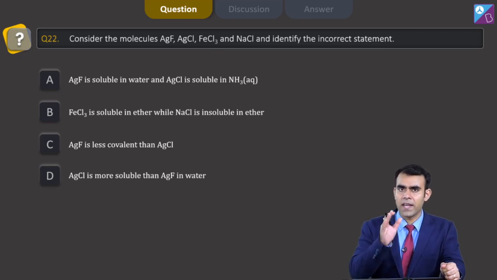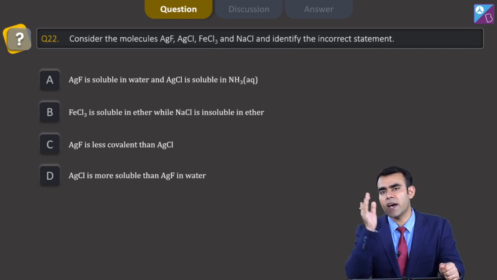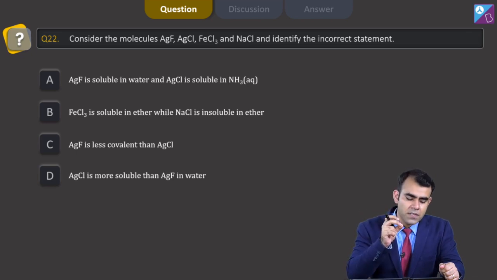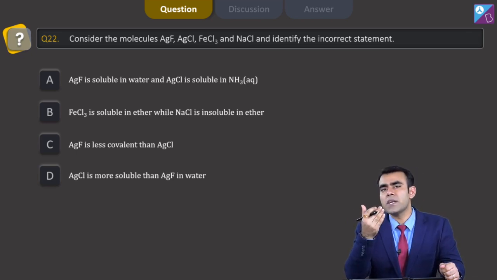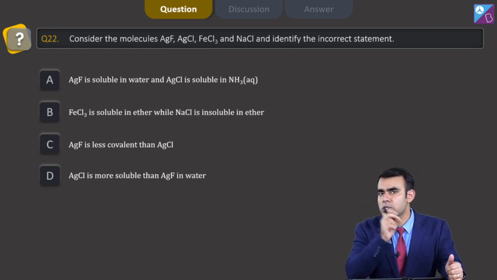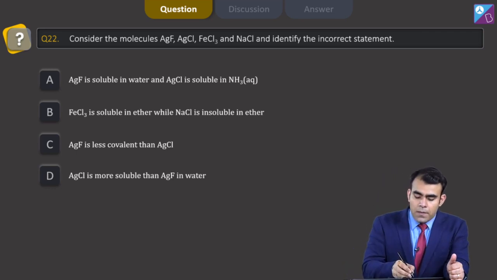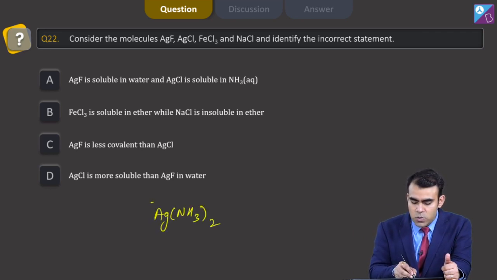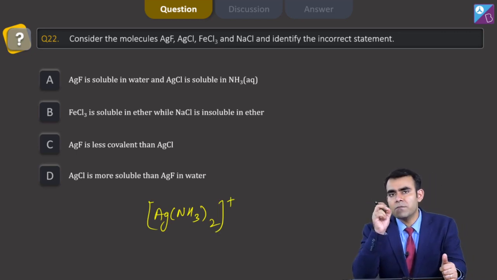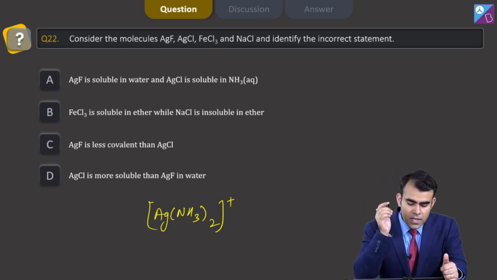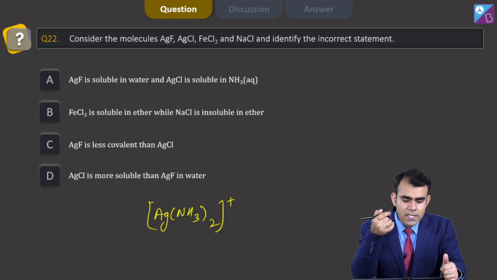Yes, AgF is soluble, whereas other silver halides, that is AgCl, AgBr and AgI, are insoluble because of the high polarizing power of Ag plus and greater polarizability of the bigger anions like chloride, bromide and iodide, and because of that these are insoluble in water. But AgCl is soluble in ammonia. The reason is that silver forms a complex, Ag(NH3)2 plus, and because of the formation of this complex, silver chloride becomes soluble in aqueous ammonia. So this statement is correct. This will not be the answer.